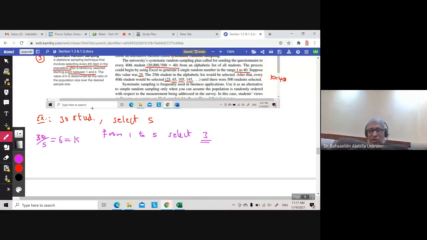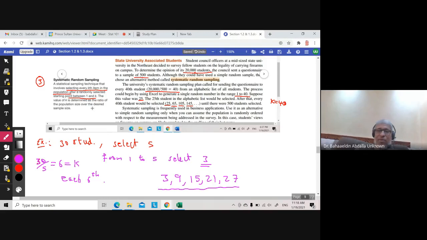So the 3 is the first one. Then I add what? Each sixth. So it is 3, then I add 6 to get 9, I add 6 to get 15, I add 6 to get 21, I add 6 to get 27. Isn't it? Okay, 3, 9, 15, 21, 27. These are the 5 students selected systematically, using a systematic technique. So this is the systematic random sampling.